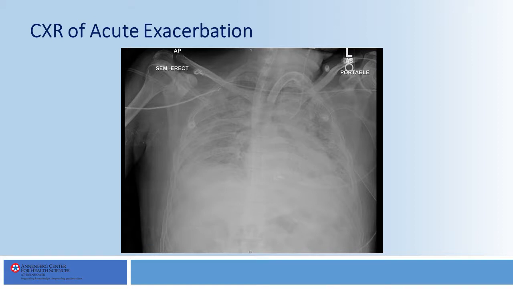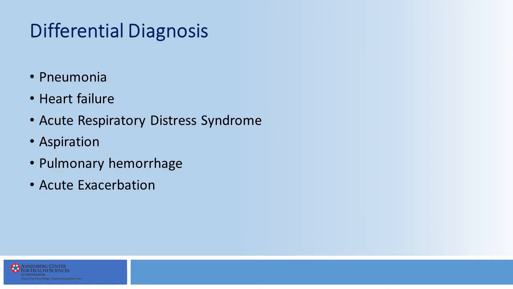Here we see an X-ray of a patient with acute exacerbation. We can see bilateral infiltrates that make us concerned for a variety of things on the differential diagnosis. We might consider pneumonia, heart failure, acute respiratory distress syndrome, aspiration, pulmonary hemorrhage, and of course, in the old days, we would call an idiopathic worsening like this an acute exacerbation.